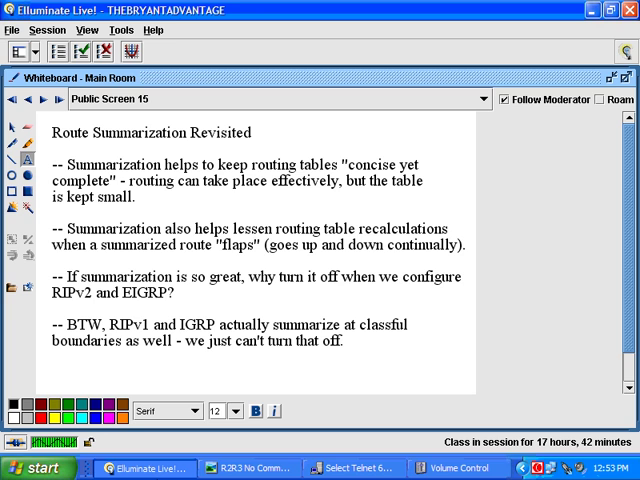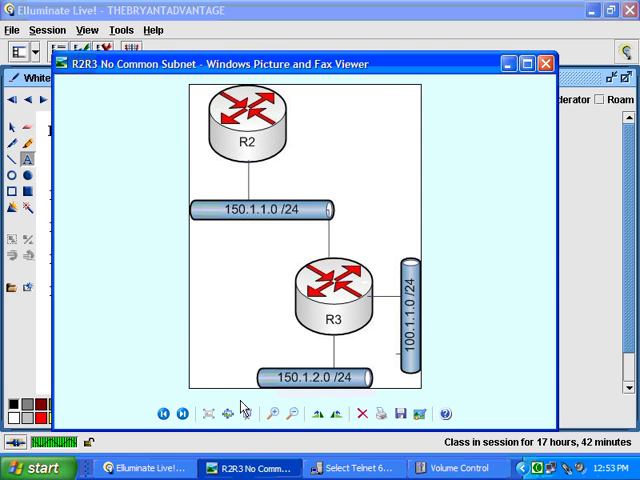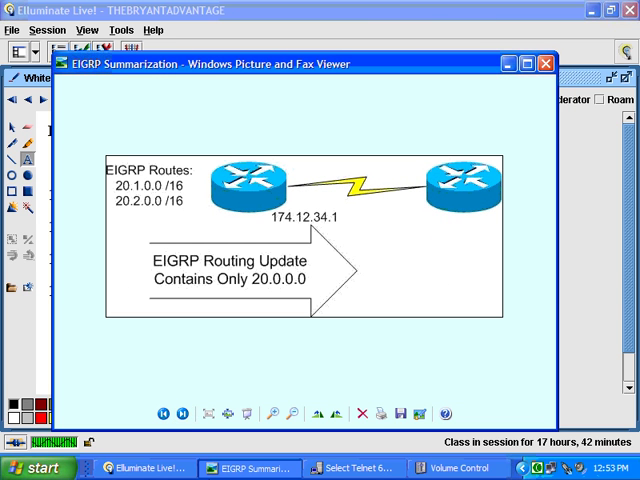And we tend to think, well, what are the protocols that do classful network summarization? It's RIP version 2 and EIGRP. It's also RIP version 1 and IGRP. We just can't do anything about that. So let's look at a scenario then with route summarization. We're going to look at how to summarize routes here in just a moment, just a little review. But here is what happens if we leave auto summarization on.